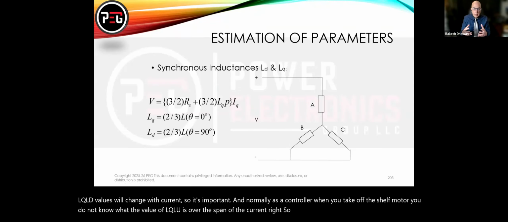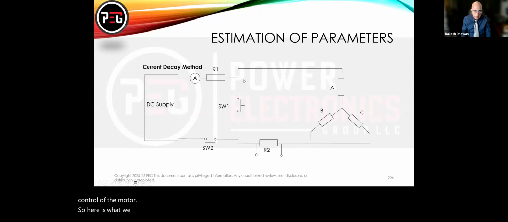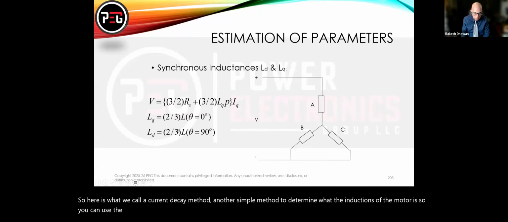So that's an important factor to determine for precise control of the motor. So here is what we call a current decay method, another simple method to determine what the inductance of the motor is. So you can use the same equation here.